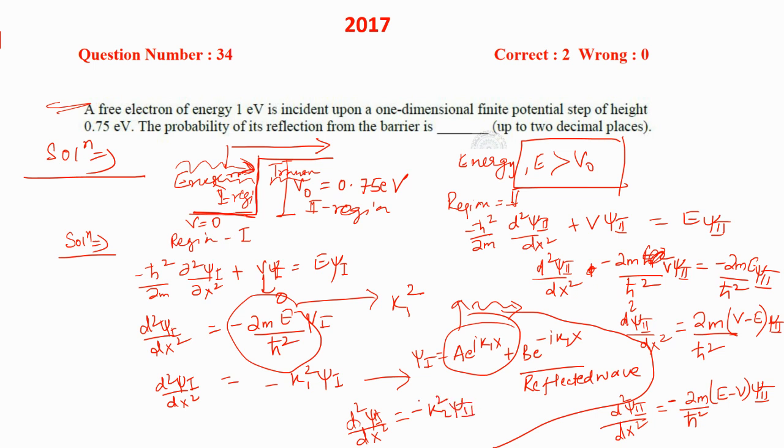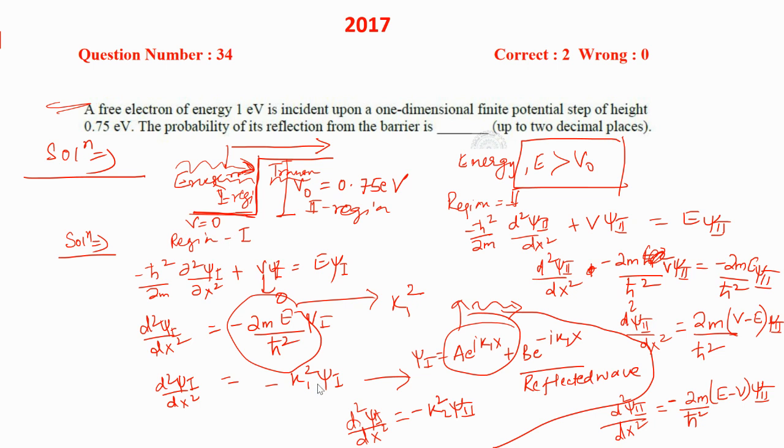Why is this k1 and k2? The reason is that in the first region there was no potential, and in the second region there is a potential. So there will be a change in the propagation constant of this wave, and there will be a change in its energy also.